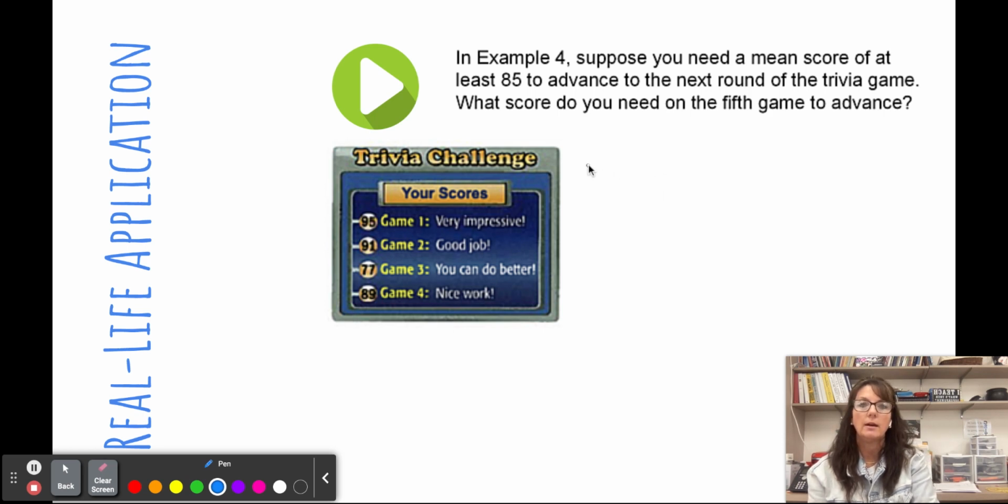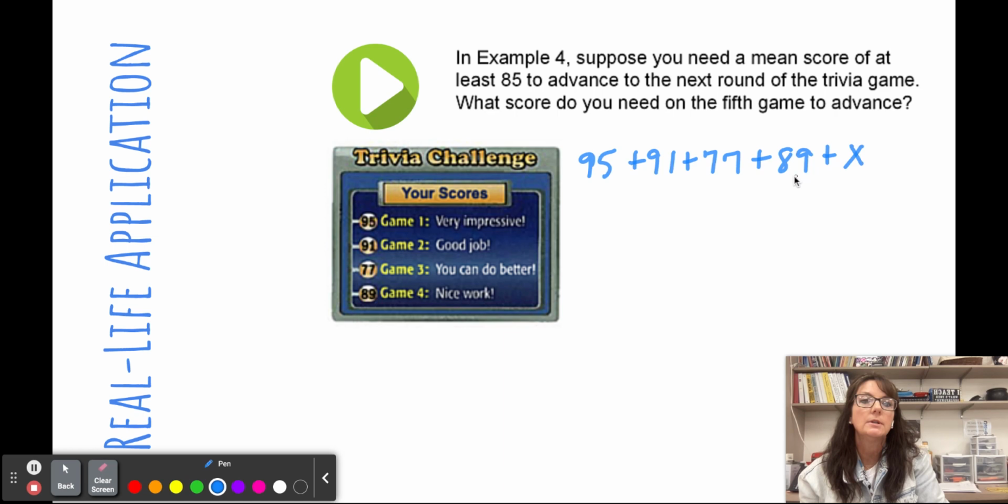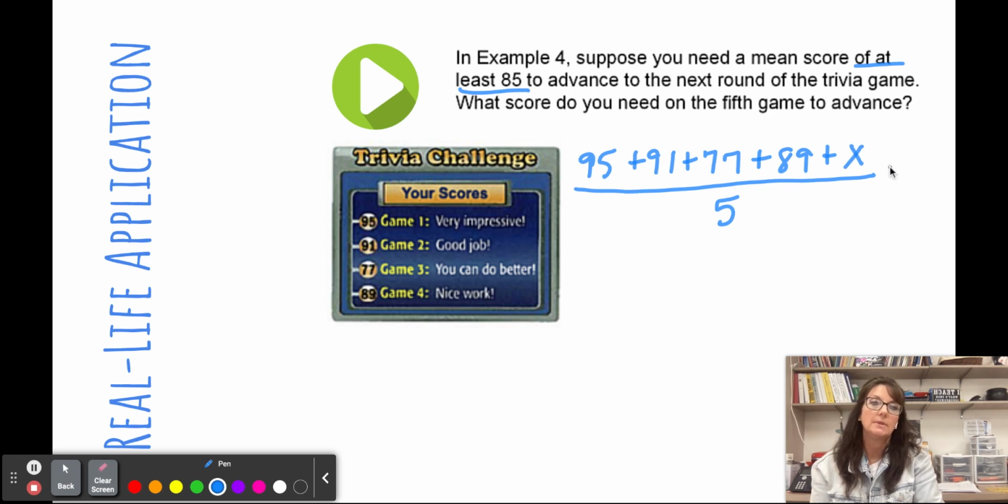So we would have 95 plus 91 plus 77 plus 89 plus whatever we need in the fifth round, and the average or the mean would be divided by 5. Again, we want a score of at least 85. And if you recall the problem we did the day before or 2 days before, greater than or equal to 85, because 85 is the least number, but it could be greater than 85.